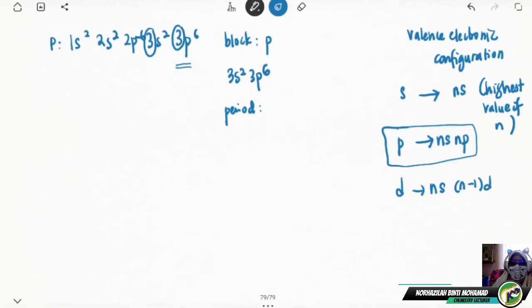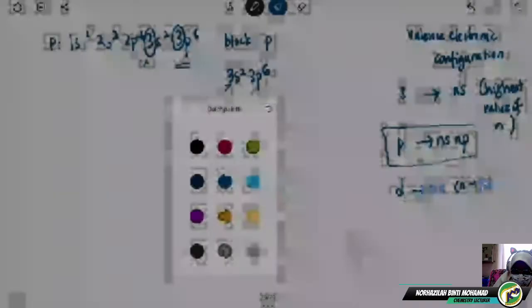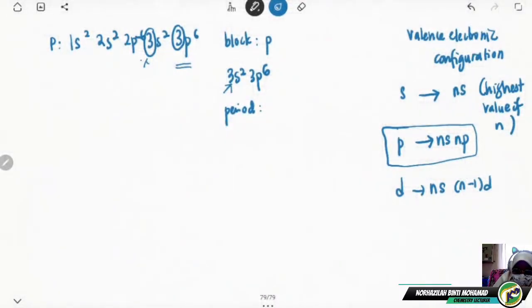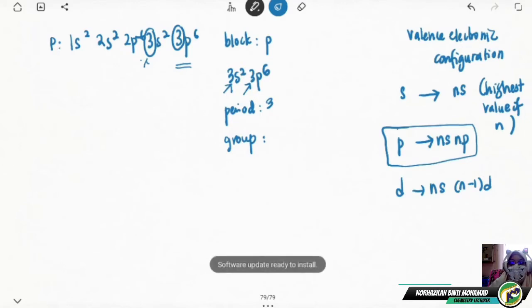If you look at how many shells, what is the highest n? The highest n is 3, right? So this element is in period 3. Okay, group. How many valence electrons? 2 plus 6 is how many? The group, as usual, depends on the number of valence electrons.